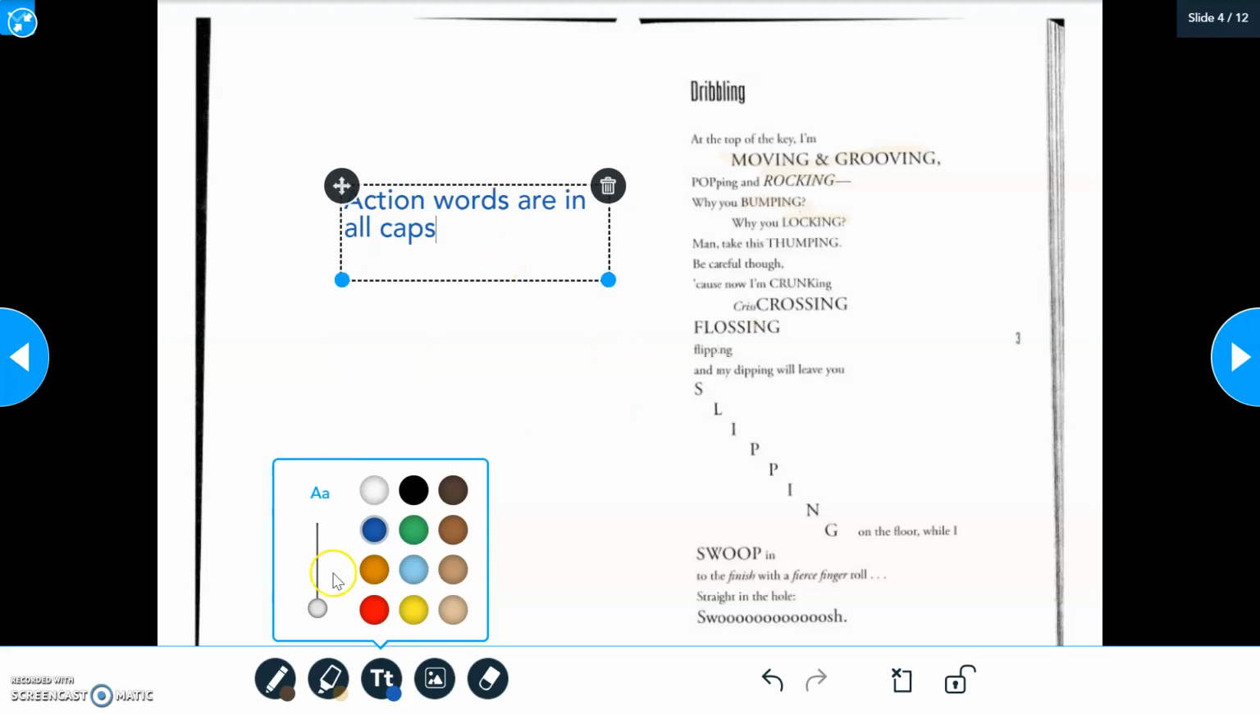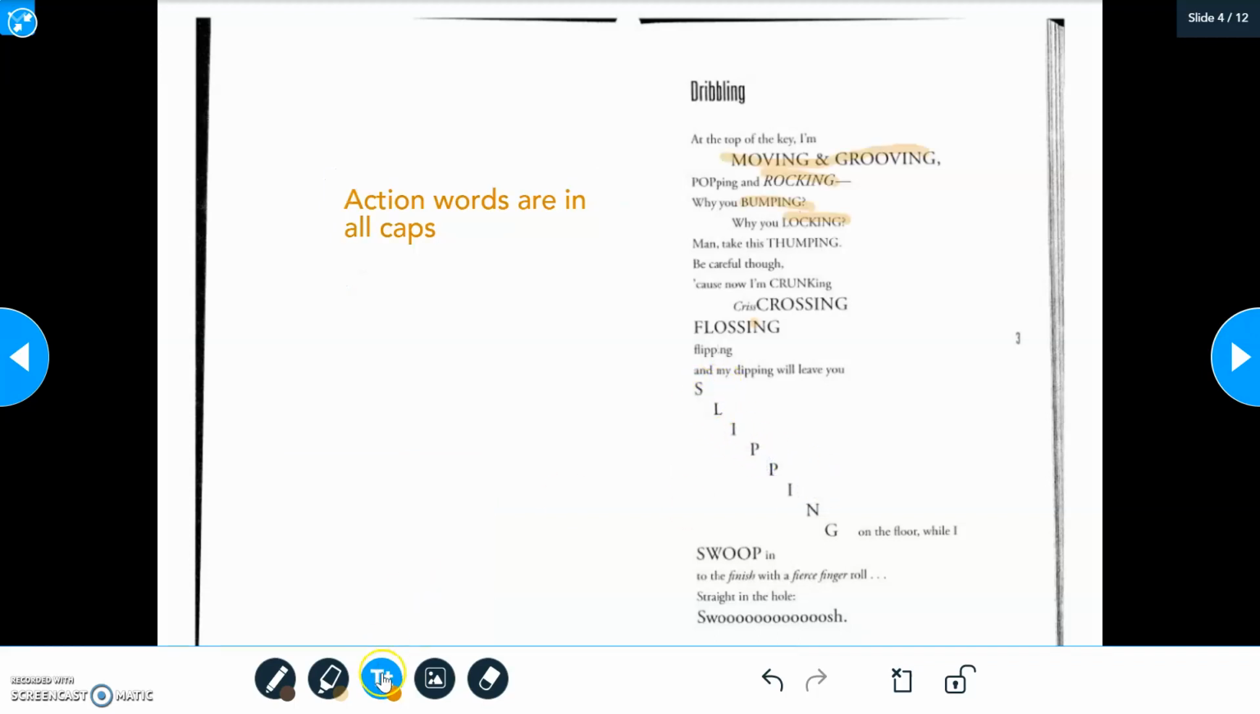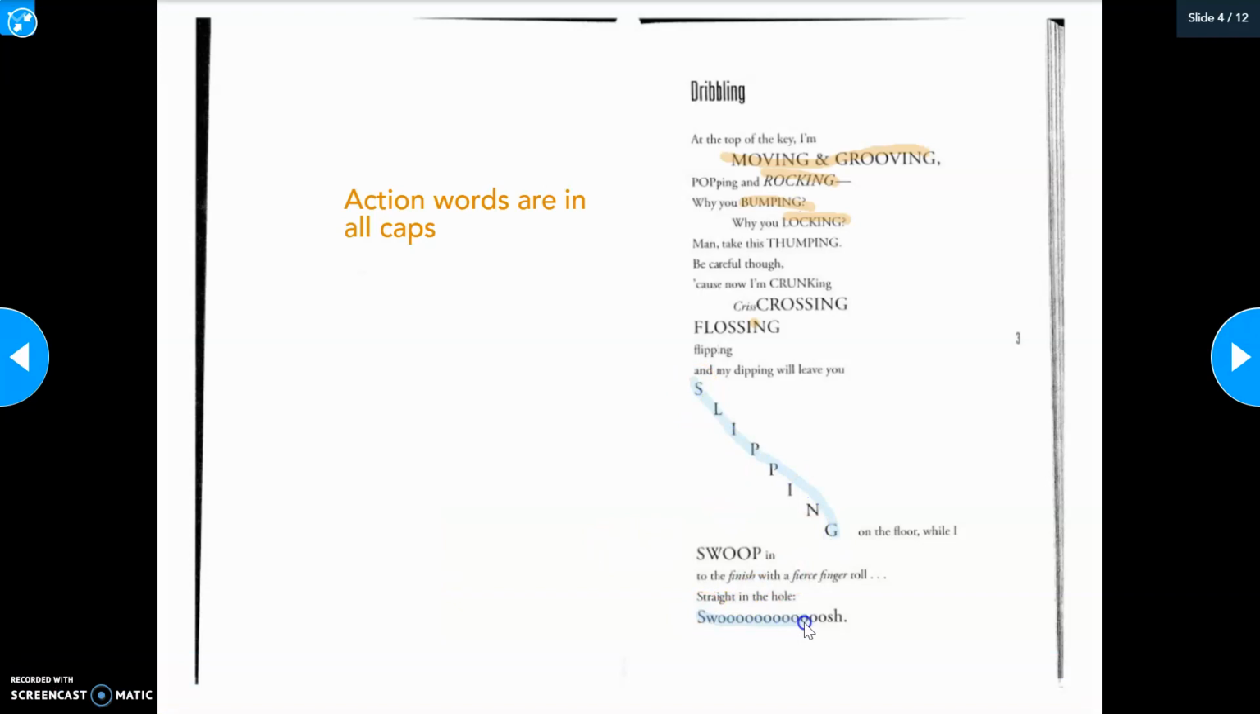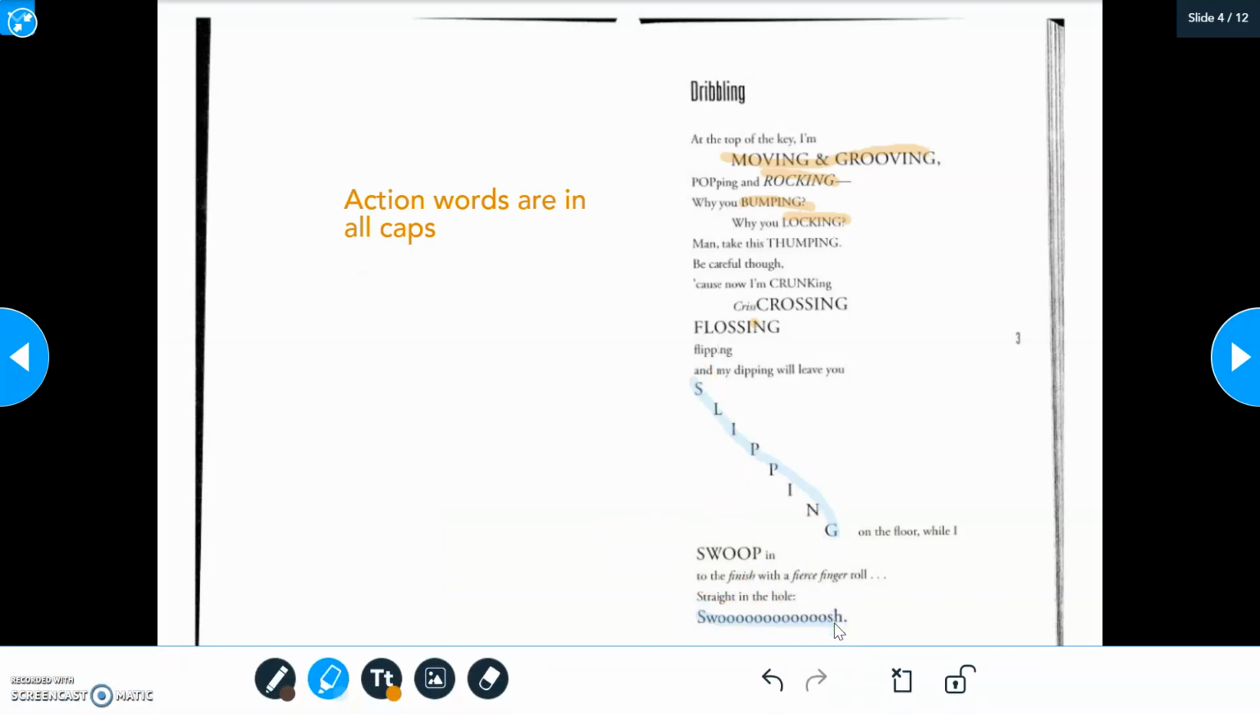right? The next thing I want to look at is the words that are in unusual positions. So I'm going to change my color. And I can see that slipping and swoosh are typed unusually, right? And so both of these words are actually spelled or written out the way they sound, right? I can imagine someone slipping when I see the way the author wrote these words. Similarly with the word swoosh, I can imagine the ball going into the net.